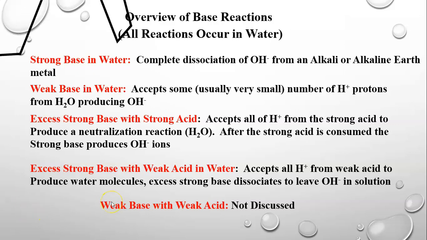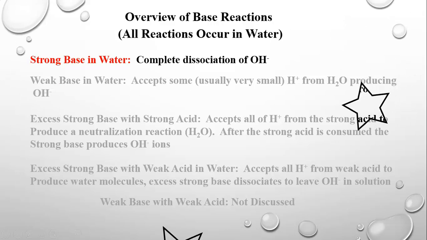Okay, so first we're going to talk about the strong base in water, and that's going to completely dissociate. If we're talking about sodium hydroxide as our strong base, the sodium is going to break off from the hydroxide, and you're going to end up with as many hydroxide ions in the water as you started with sodium hydroxide. So if you start with 1 molar NaOH, you'll end up with 1 molar OH-.